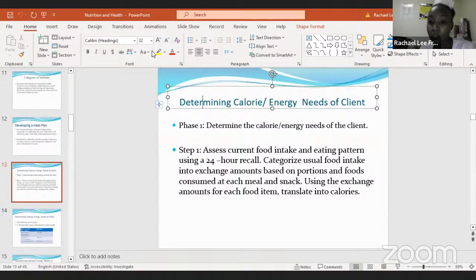All right, so you categorize usual food intake into exchange amounts based on portions and the food consumed at each meal and snack. You use the exchange amount for each food item to translate into calories. So it depends on whatever food you have; you basically convert it into the amount of calories. The amount of kilocalories will tell you if you're exceeding your daily calories.